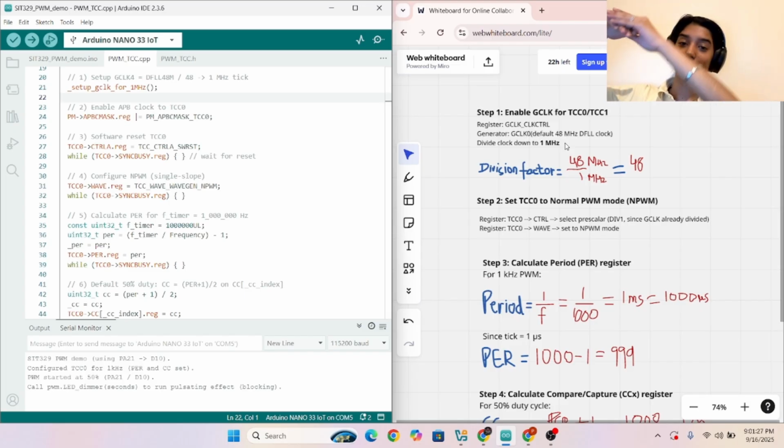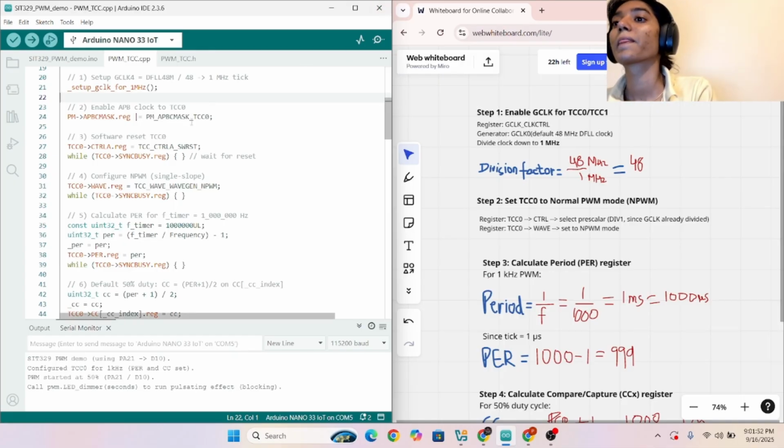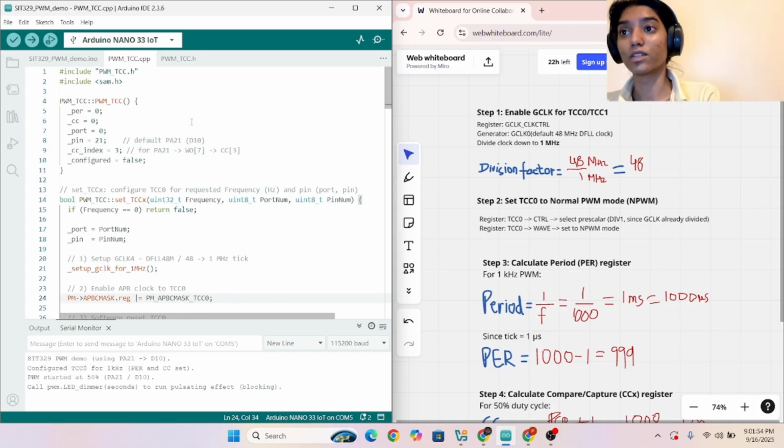But what happens? It cuts. It becomes half. Now the other half comes at the below part. So it's high at half of the time and low at the other half of the time. So it divides the time instead of dividing the actual voltage. That's what it does. Now let's look into the code.